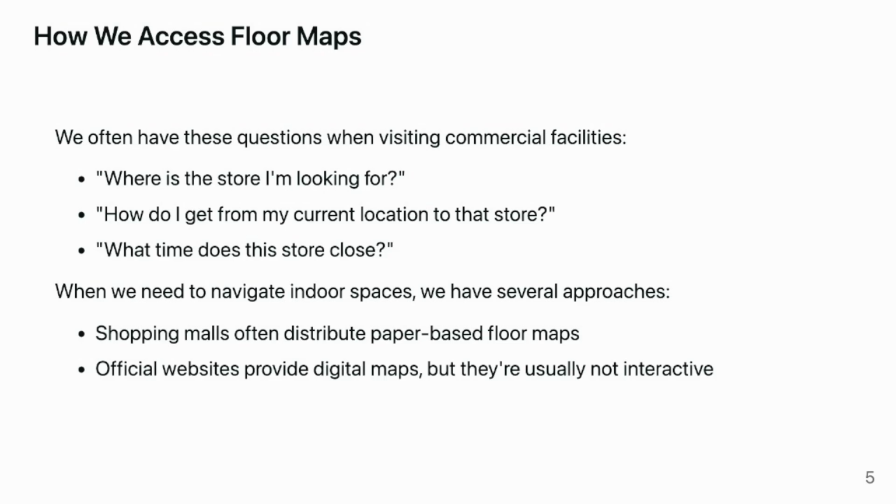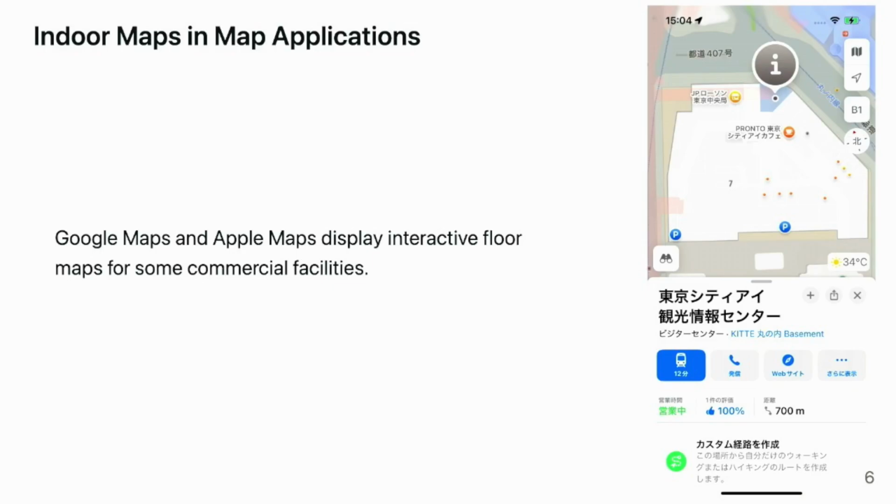This is a paper floor map of a shopping center in Hiroshima called Minamoa. We take this paper floor map with us to search for shops and look up information. However, major mapping applications like Google Maps and Apple Maps have started to provide interactive indoor maps for selected commercial facilities. Here's an example from Apple Maps showing an indoor floor map. You can see individual stores and switch between floors.